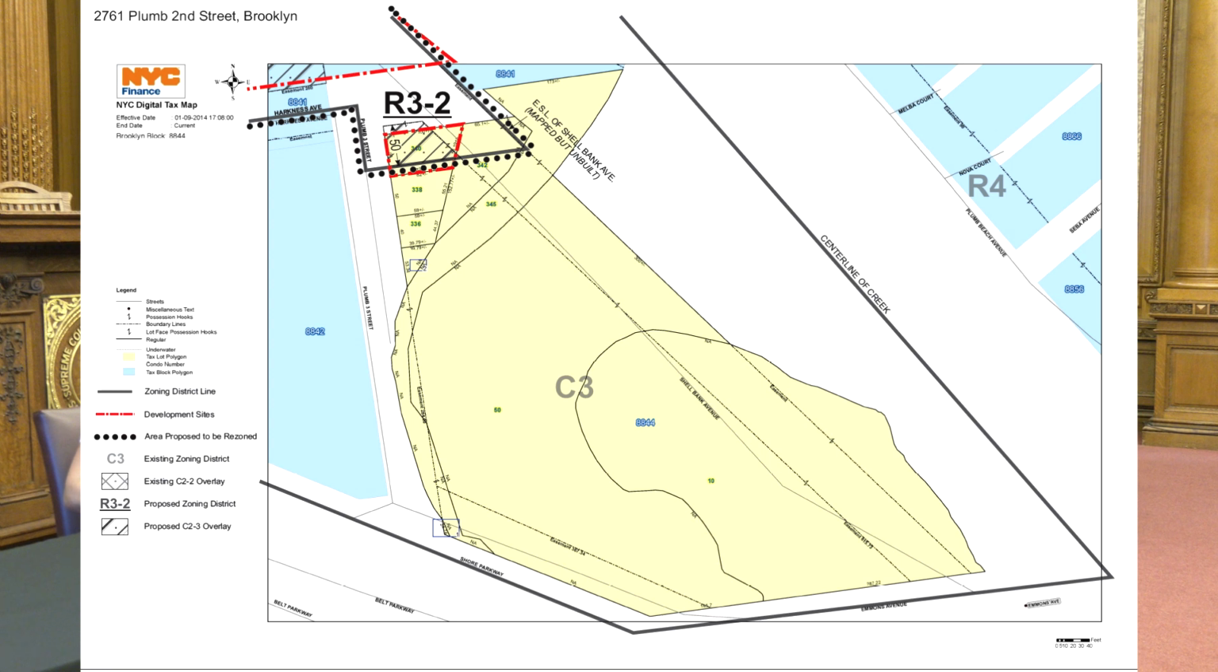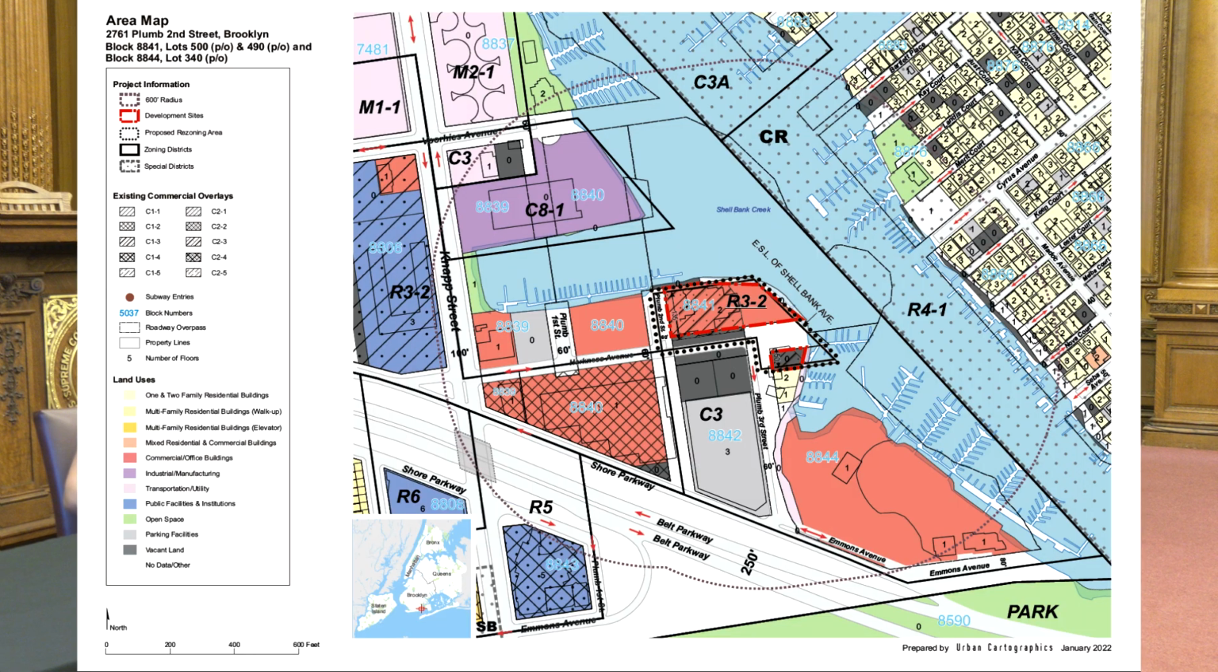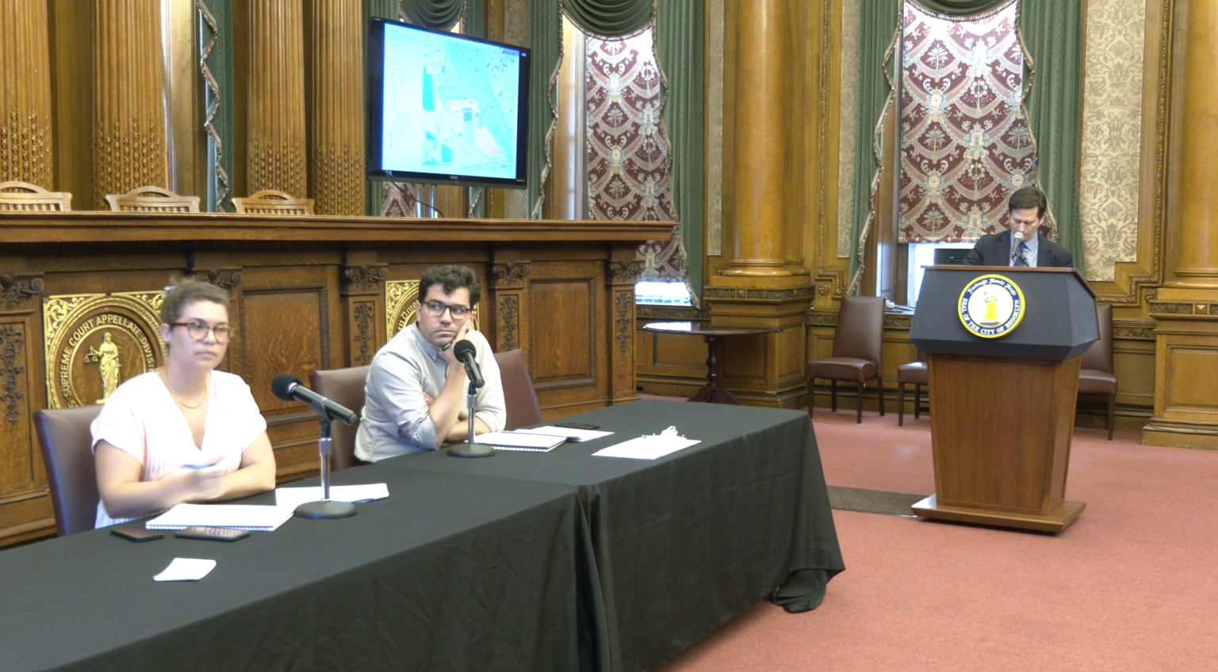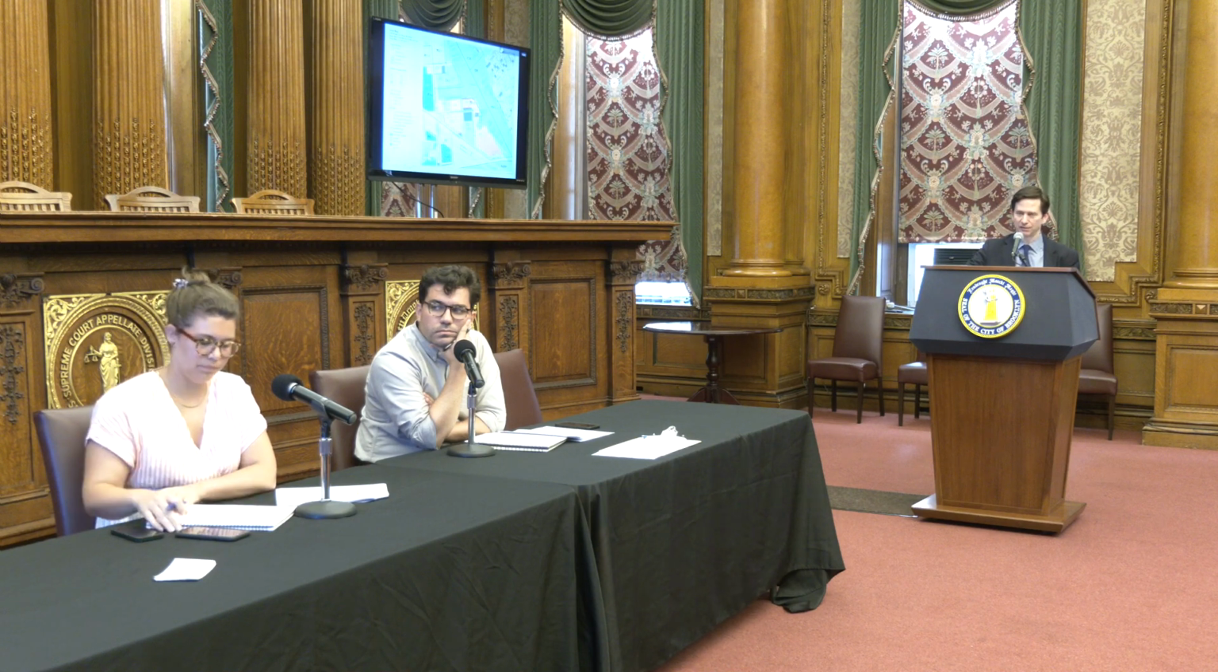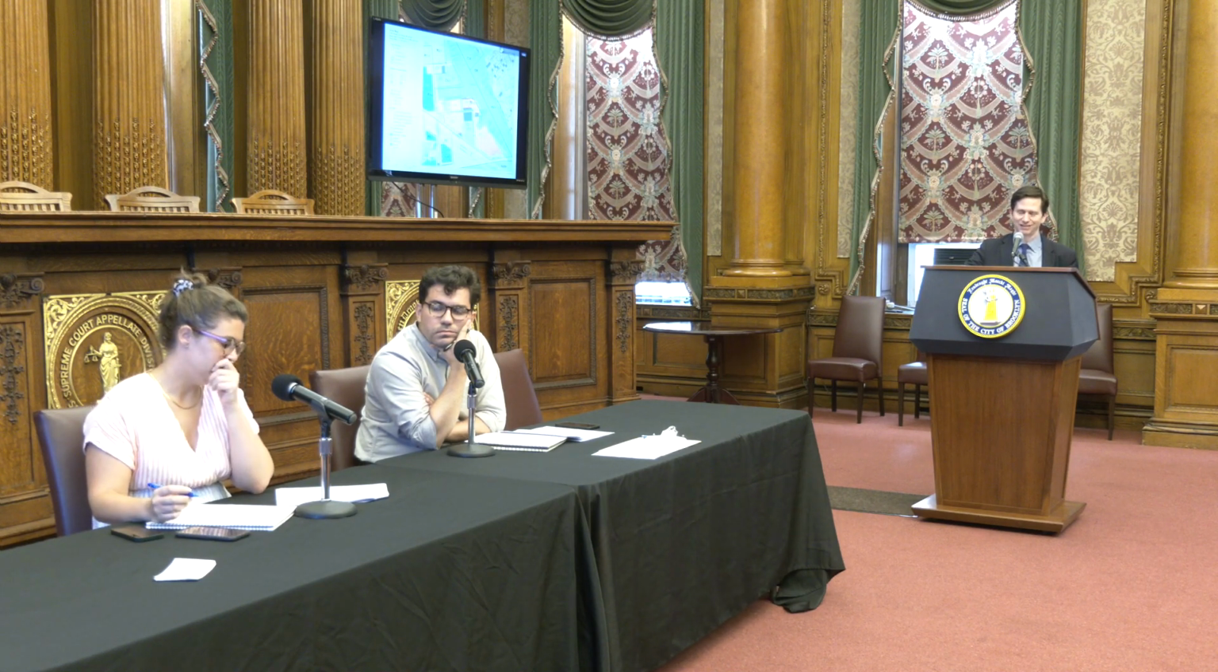This is a land use map which really well demonstrates why this minimal rezoning is appropriate for the area. Again, the R3-2 district mirrors residential districts in the immediate area, particularly to the southwest, as well as R5 and R6 districts to the south-southwest. In addition, the commercial use here is appropriate. In fact, the C3 district itself permits commercial uses, just doesn't permit them at the same level of utility as would the commercial overlay here.